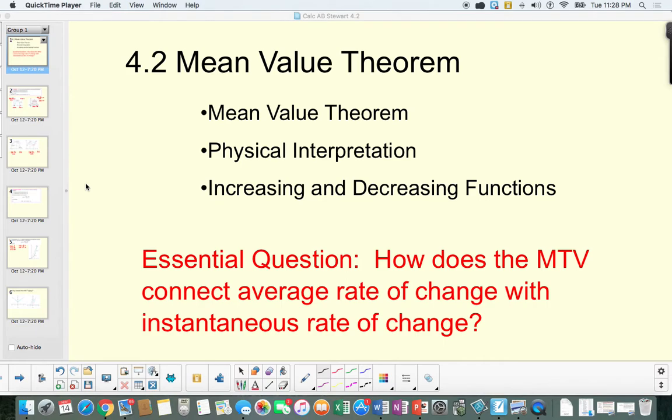4.2 Mean Value Theorem. We'll be looking at what the mean value theorem states, its physical interpretation, and increasing and decreasing functions. Essential question: how does the mean value theorem connect average rate of change with instantaneous rate of change?